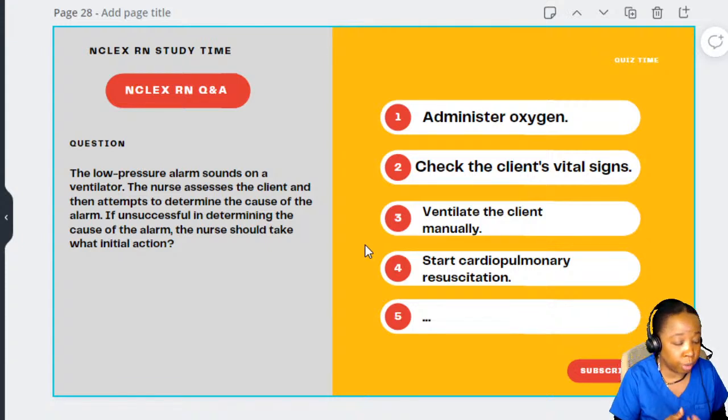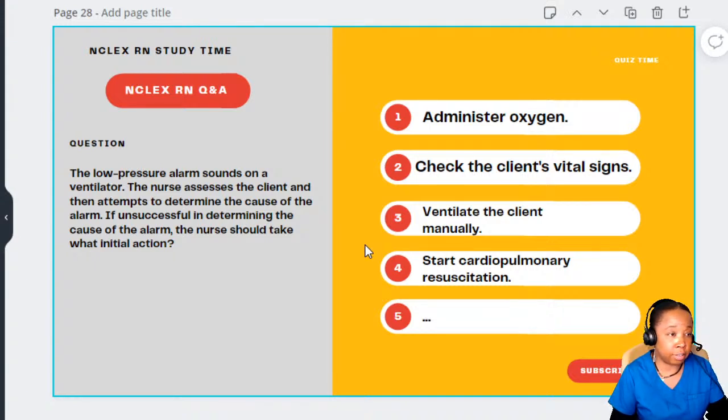If the ET tube or the trach is loose or disconnected, you will have a leak. And you can also have a low pressure alarm if there's a disconnection somewhere.